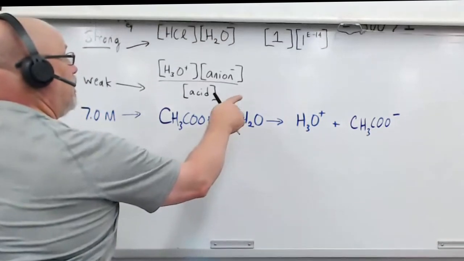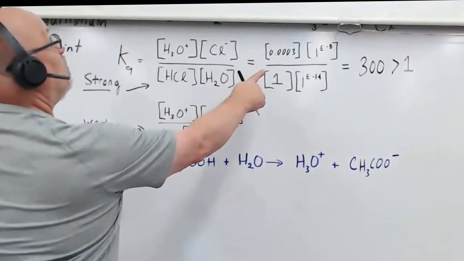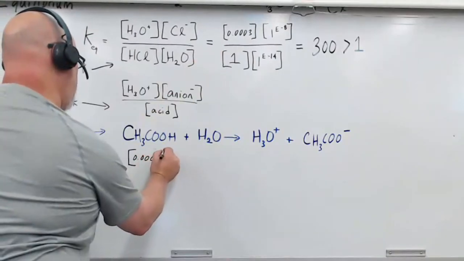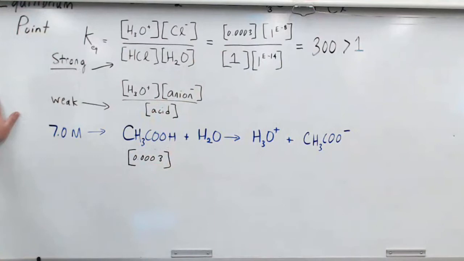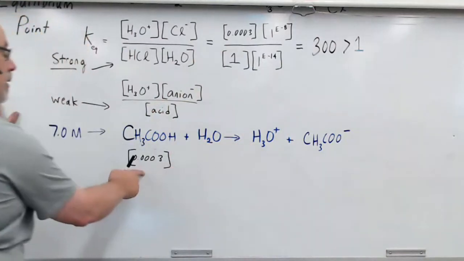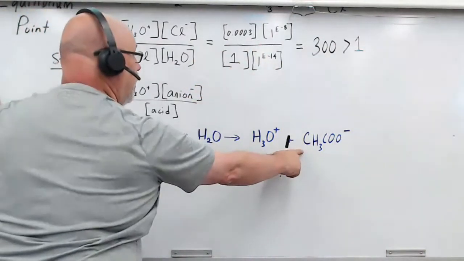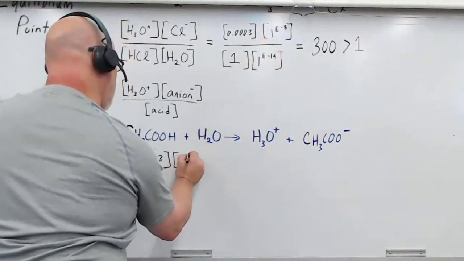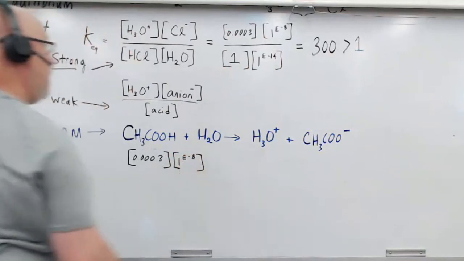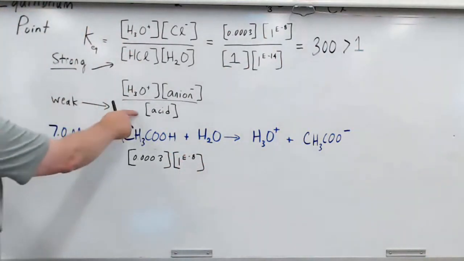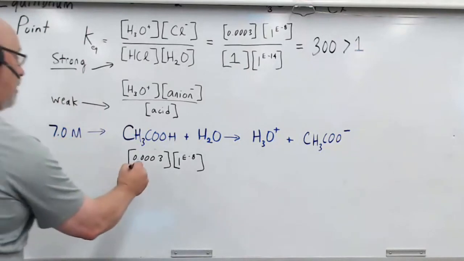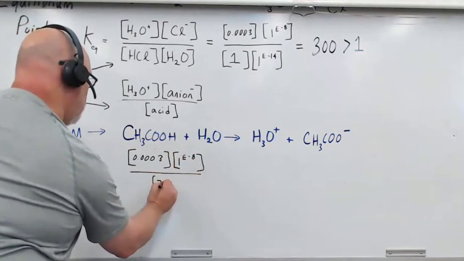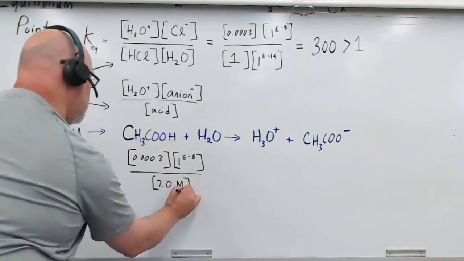Hydronium on the top, we're going to use the same number we had before, which was 0.003. That's our concentration for hydronium. And for the ethanoate ion, we're going to say that's 1 times 10 to the negative 8. And for the acid on the bottom, we're just going to say 7.0 molarity. It's a 7 molarity solution.